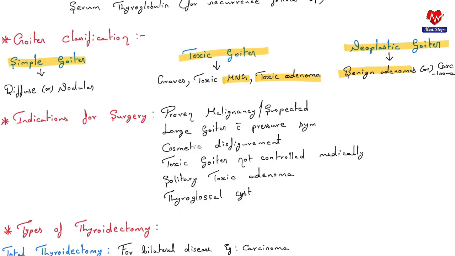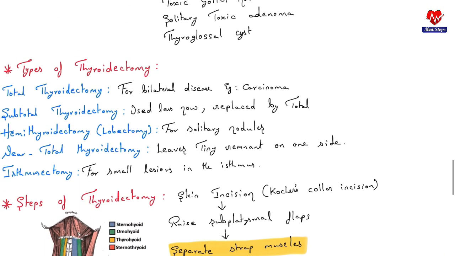Now the most important surgical section is hemithyroidectomy, also known as lobectomy. We do this for solitary nodules. Another type is total thyroidectomy, which is done for thyroid cancer, Graves disease and multinodular goiter, and for suspicious lesions and bilateral disease, for example when suspecting carcinoma.